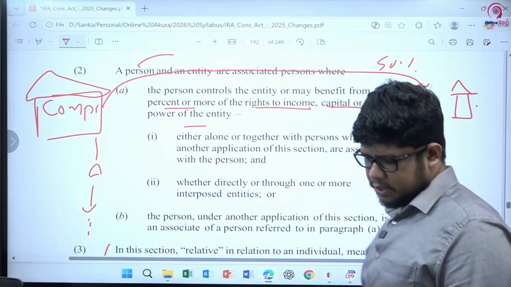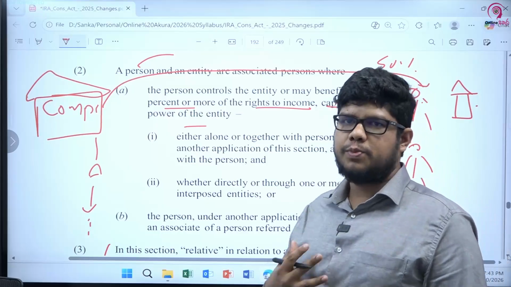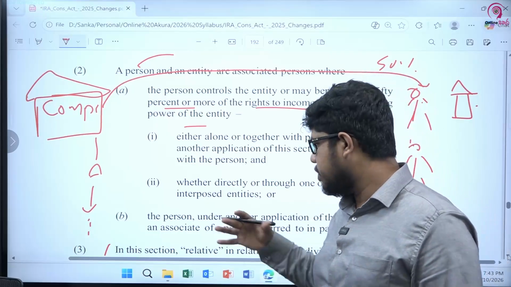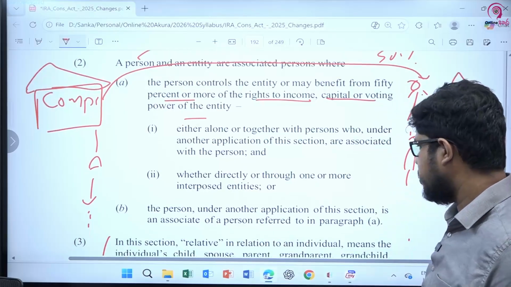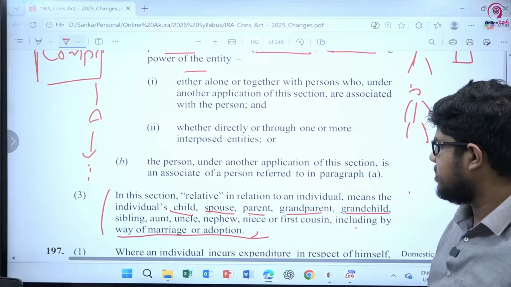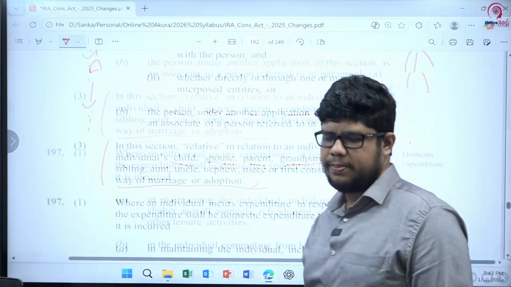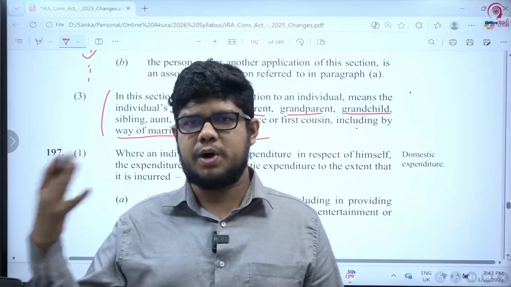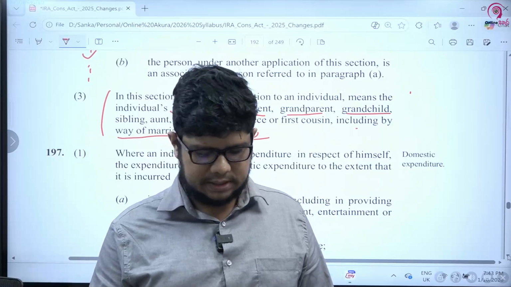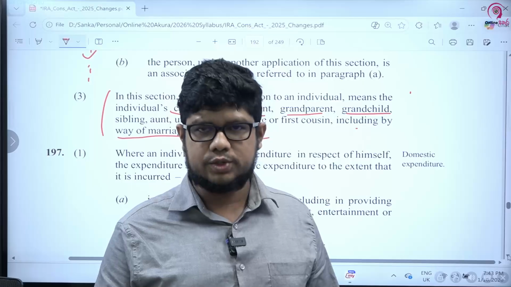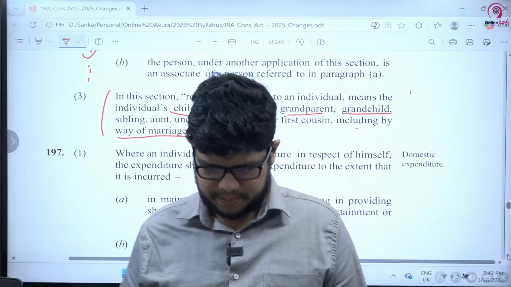So this is the associate. What you need to understand at this moment is that for an individual, associate means these relatives. For an individual, associate means these relatives, right? When we discuss business and other company entity taxation, we'll discuss other associates as well, right?